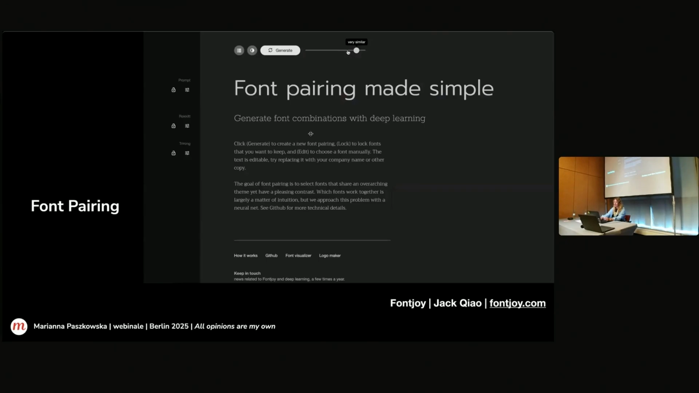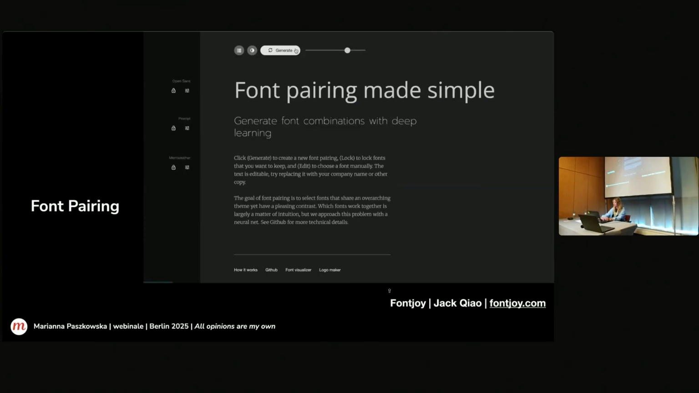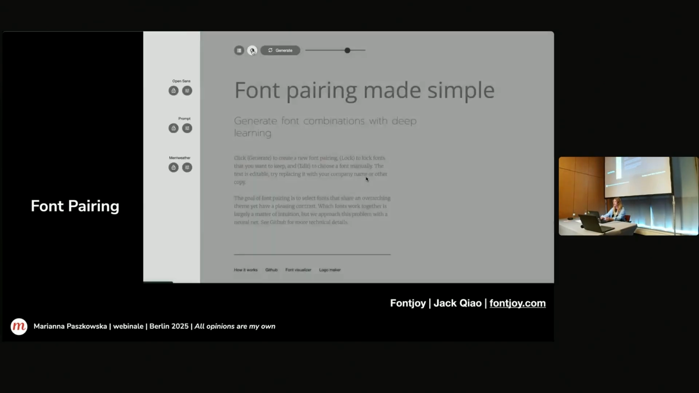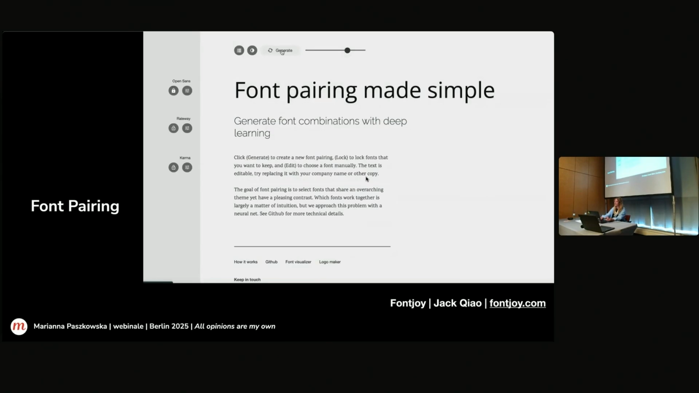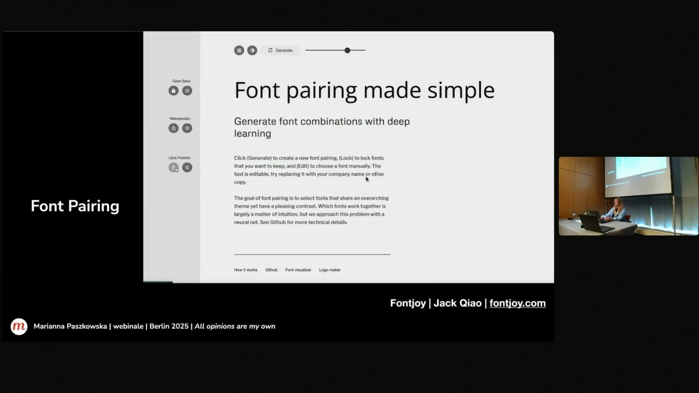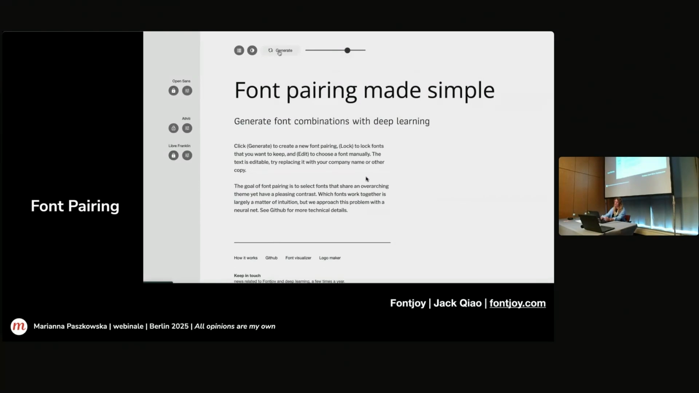FontJoy is a tool that helps generate font pairings. Think about picking a headline font, a body font, or maybe a subheading, a set that looks good together. I don't know how many of you experienced that, but picking fonts can be hard. Some combinations definitely feel awkward, others just click. We know that in most cases, two similar and two different combinations don't work well.